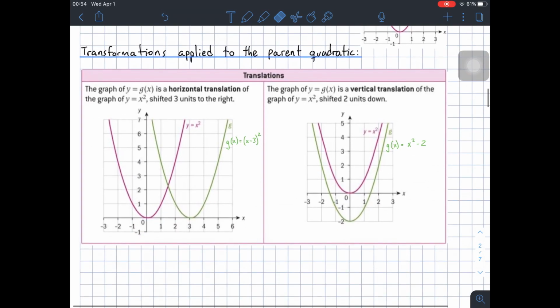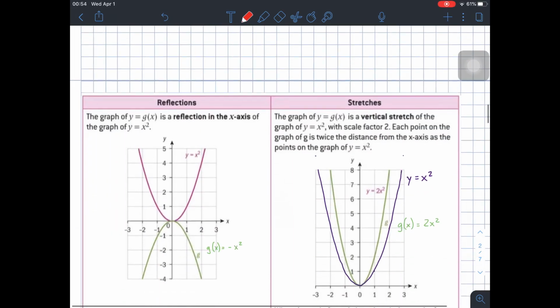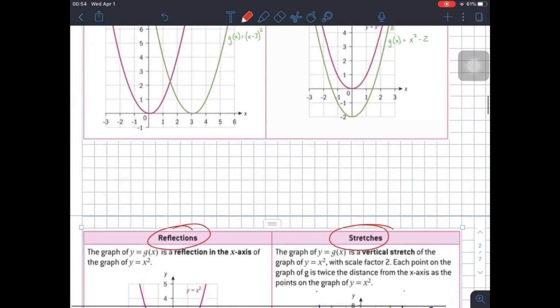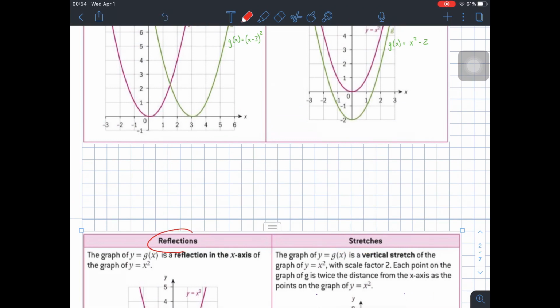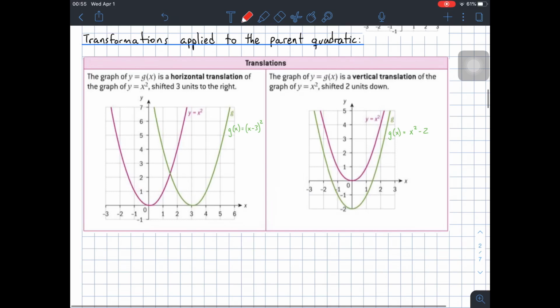Now let's see transformations applied to the parent quadratic. Remember the different types of transformations we talked about during the last class: translations, reflections, and stretches. Three types of transformations. We're going to see now how they apply to quadratic functions. So, translations first of all.